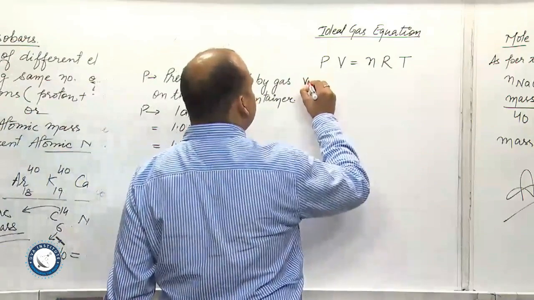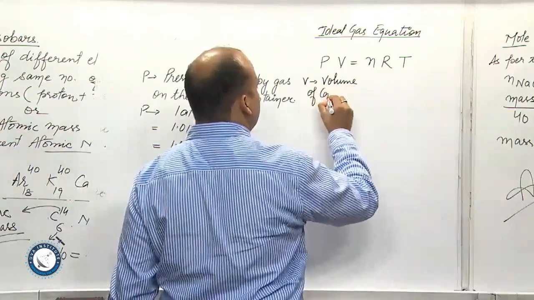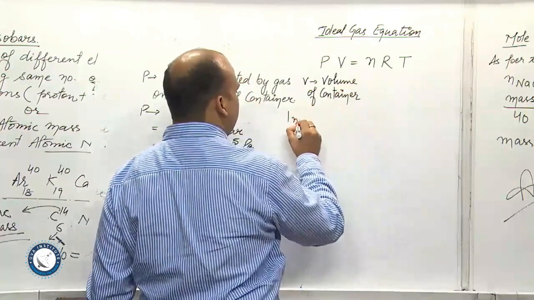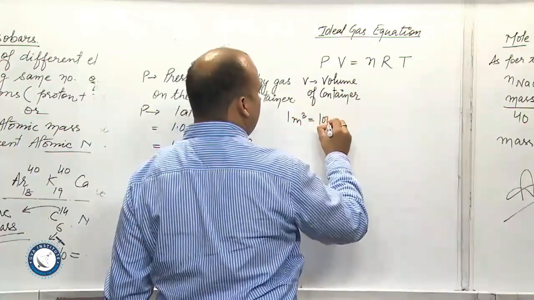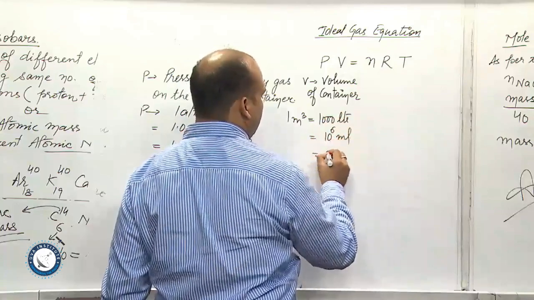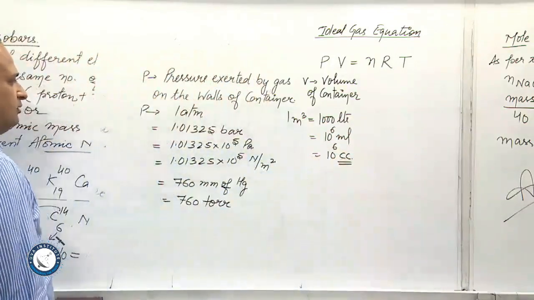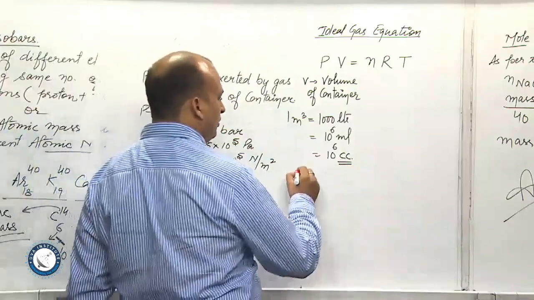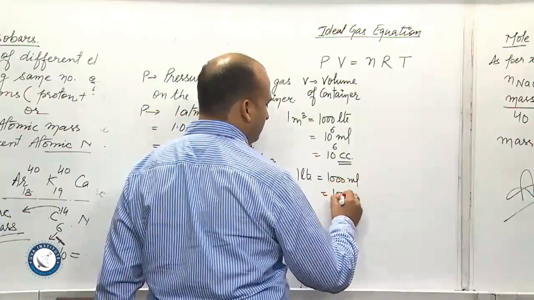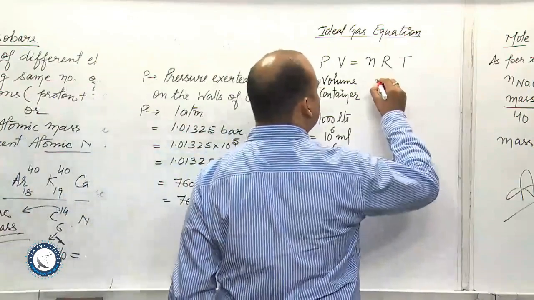What is V? V is the volume of container. Please remember, gases do not have a volume of their own. So 1 meter cube is equal to 1000 liter, or 10 raised to power 6 milliliter, or 10 raised to power 6 cubic centimeter, cc. Also you can write 1 liter is equal to 1000 milliliter, or 1000 cc, cubic centimeter. Okay. N is the number of moles, you have already done.